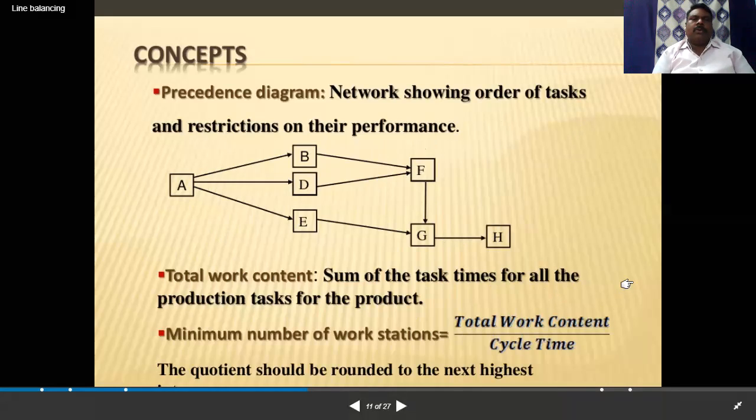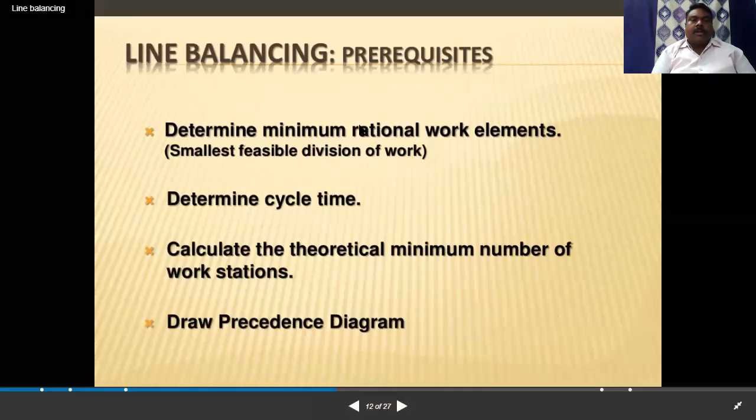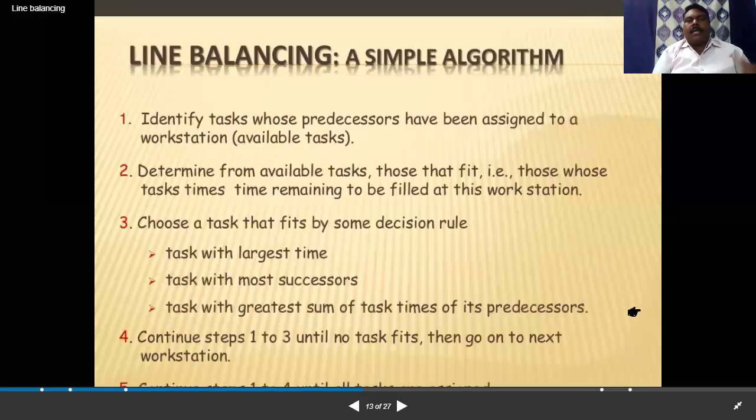You are going to see here also we may do some problems soon after the completion of line balancing prerequisites. Determine minimum rational work elements, the smallest feasible division of work that we have to do. Determine cycle time, calculate theoretical minimum number of workstations, and draw the precedence diagram, which means this network diagram we have to draw. A simple algorithm: identify tasks, determine the available tasks, choose a task that fits, with the largest time or more successors. So this is regarding that network diagram.